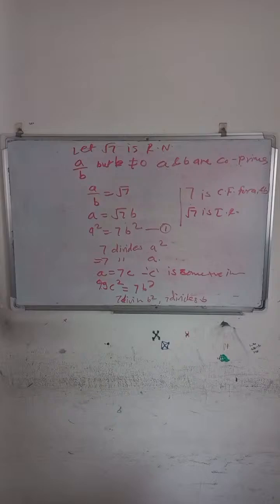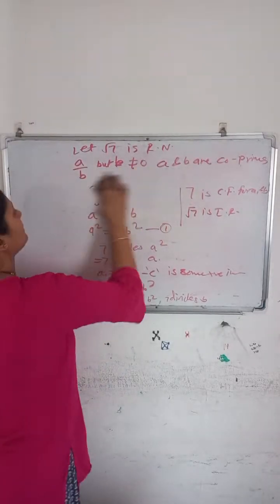So next one you can take: 2 plus 3 root 5 is an irrational number. Prove that.